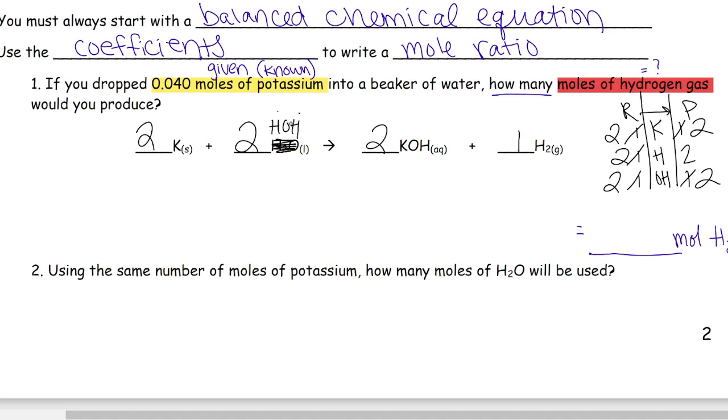So it's fine to think of this as water if you prefer to see it as H2O, but as far as balancing, I think that it tends to make it easier to have hydrogen and hydroxide separate.